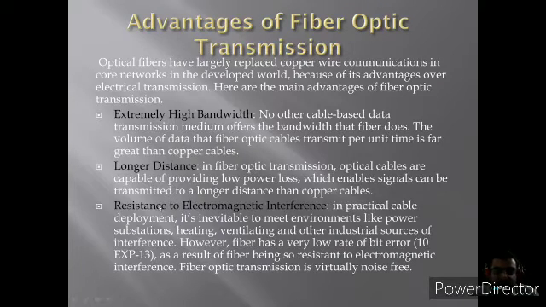Third, resistance to electromagnetic interference. In practical cable development, it's inevitable to meet environments like power, substations, heating, ventilating, and other industrial sources of interference. However, the fiber has a very low rate of bit error as a result of fiber being so resistant to electromagnetic interference. Fiber optic transmission is virtually noise free.